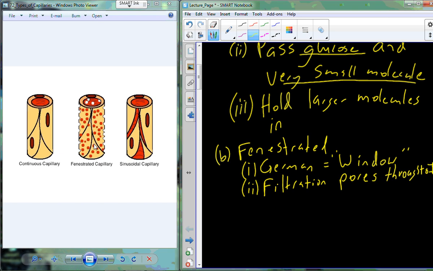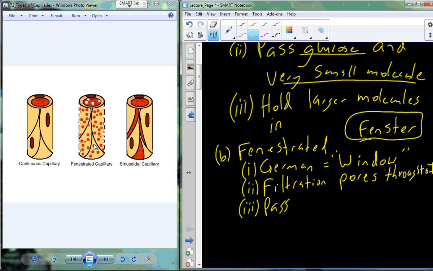So we're going to have these filtration pores throughout the whole fenestrated capillary. So fenestrated is German for window? Yeah, fenster. Okay. This is the German word for window. So fenestrated basically means windowed capillary. Yeah, Meredith? Filtration pores throughout. So the fenestrated is going to have these filtration pores.